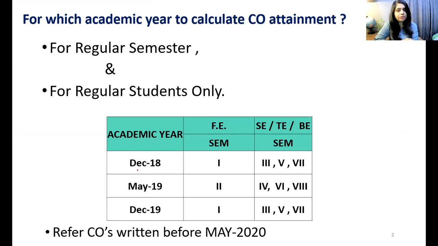That means if you are doing it for December 18, then for first year, it should be done for semester 1, and for SCTEB, it should be done for odd semesters. And if you are doing it for May 19, then it should be done for even semesters. Now, which COs to refer? To COs that we have written before May 2020 that you have to refer.